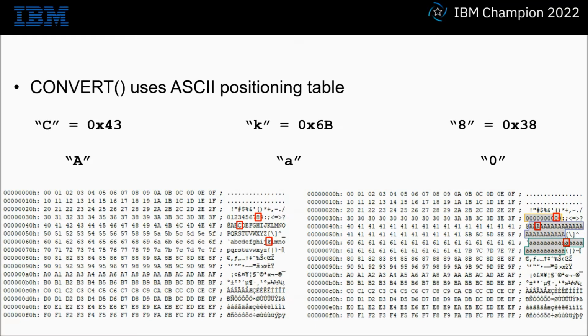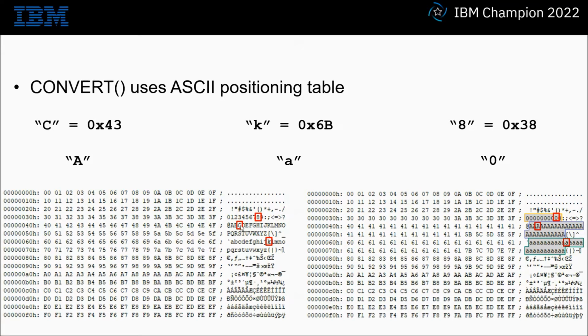The convert function uses an ASCII positioning table to return a character from the position of the original hex value. For example, the capital letter C is a hex 43. If we look at the table on the left, you can look down to the fifth row labelled 40H, move along to the fourth character along, that's 0, 1, 2 and 3, giving you the 4-3 position. As you can see, it returns a capital letter C as highlighted in the red box.